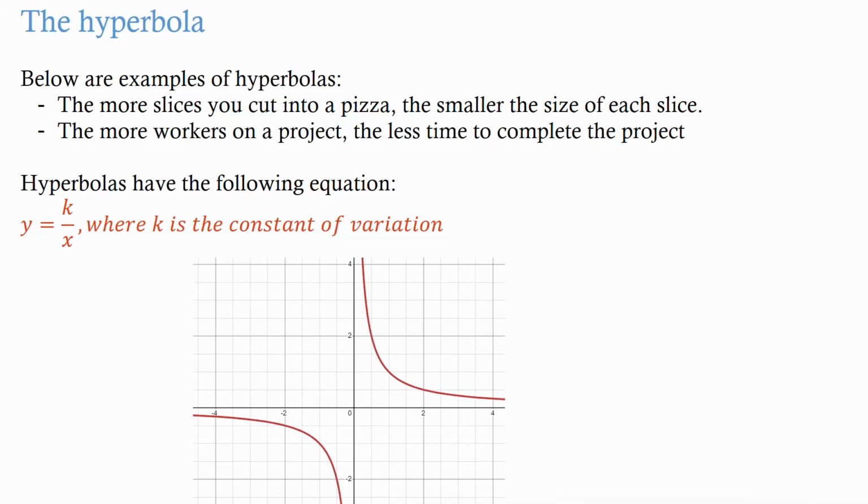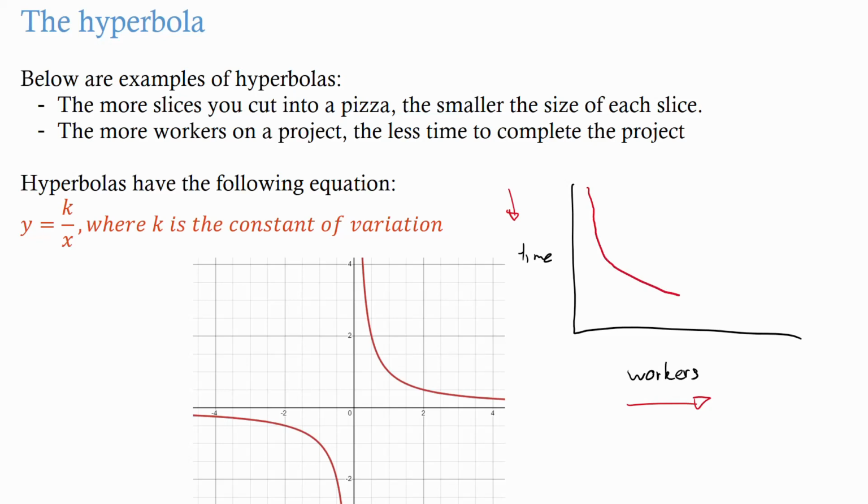The next one is if you have workers, the more workers on a project, the less time it takes to complete the project. So if I was to quickly draw a sketch, here we have workers down here, and then we have time here. Okay, so as we're going to the right, we're getting more workers, and as we go down, the time taken to complete the project is decreasing. So the more workers we add, the less time it ultimately takes.